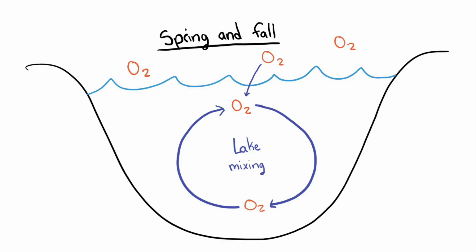One of the most significant impacts of mixing is the fact that it replenishes the dissolved oxygen at the bottom of the lake. If a lake doesn't mix, then the oxygen in the hypolimnion depletes, causing fish and other oxygen-reliant organisms that dwell in lakes to die.